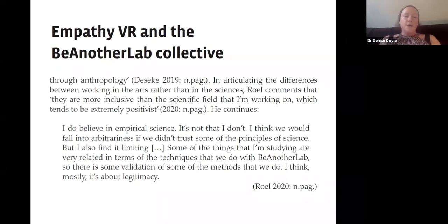I think we would fall into arbitrariness if we didn't trust some of the principles of science, but I also find it limiting. Some of the things I'm studying are very related in terms of the techniques that we do in BeAnotherLab. So there is some validation of some of the methods that we do. I think mostly it's about legitimacy. And I think this is quite interesting, and perhaps we'll pick this up in the Q&A. But I'll relate that in a moment to what somebody says around the This Is Grown project.